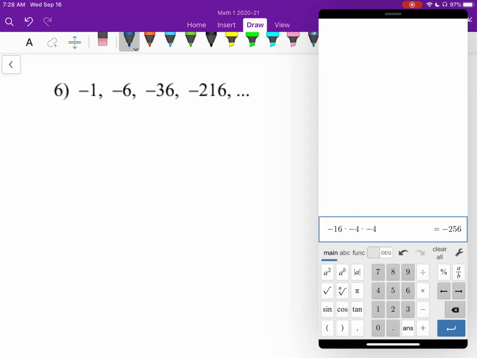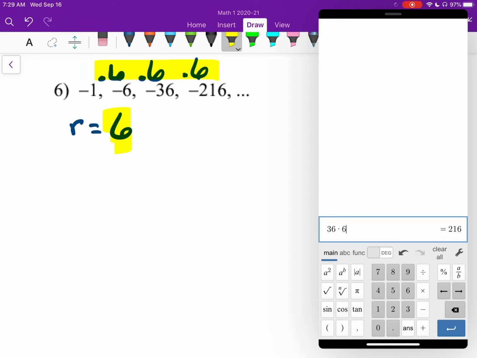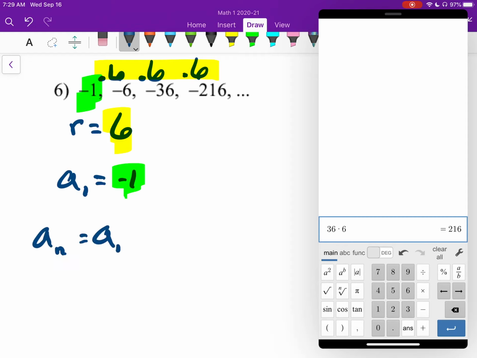Number 6, to get from negative 1 to negative 6, we're going to multiply by 6. Negative 6 to negative 36, another 6. Then let's check the last one, negative 36 times 6, and again we multiply by 6. So r equals 6. Again, this 6 came from those 6's. A sub 1 is negative 1. This negative 1 came from right there. And then a sub n is a sub n minus 1 times 6, and again this 6 came from all the highlighted 6's.